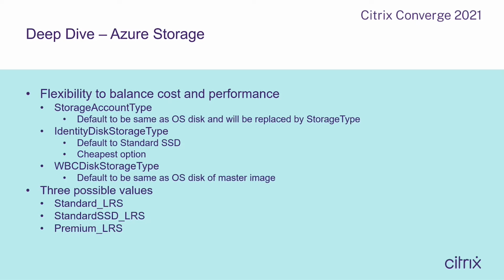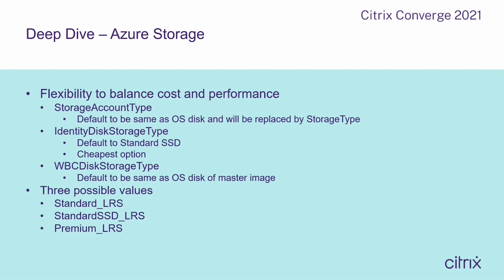Okay, so let's start with Azure. First is Azure Storage. Because we have different disks on a VM, we have the OS disk, we have the identity disk. We also have a choice of MCSIO, which we call the write-back cache disk. For each of those disks, you can set the storage type.